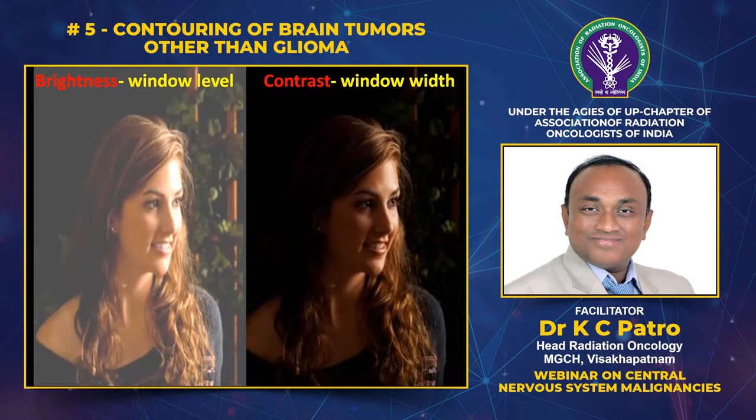If you want to change the brightness, you have to drag your mouse vertically, and if you want to change the window width or contrast, you have to drag your mouse horizontally. If you want to change both, you can drag diagonally. This is the basic thing you have to change, but there are also preset values. You can click and see the preset values also.